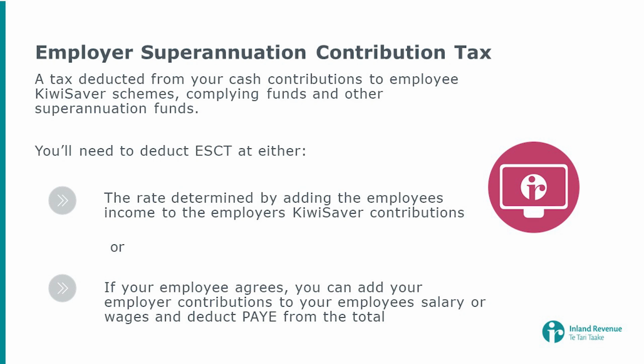Employers need to work out how much tax, or ESCT, to deduct from their employer KiwiSaver contributions. The rate depends on the employee's gross salary and wages for the year, plus the total employer contributions. If the employee hasn't been with you for a year, our website has details on how to work out their ESCT rate. Search ESCT to find the information. The other option for deducting tax on employer contributions is to add your contributions to the employee's wage and deduct PAYE. This can only be done if the employee agrees.